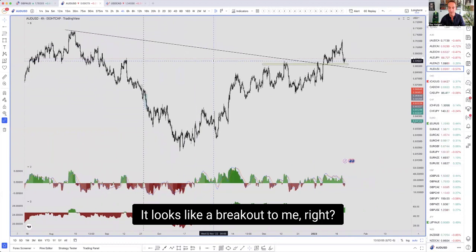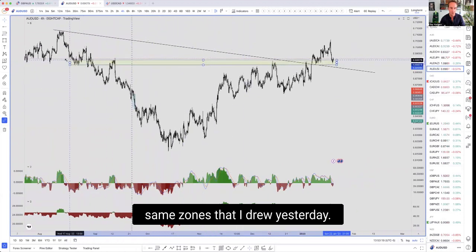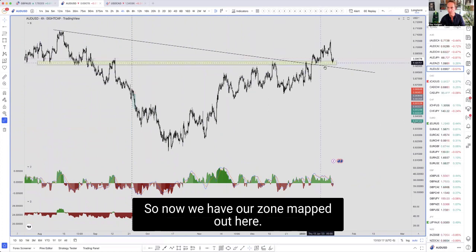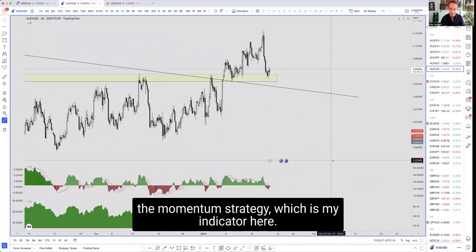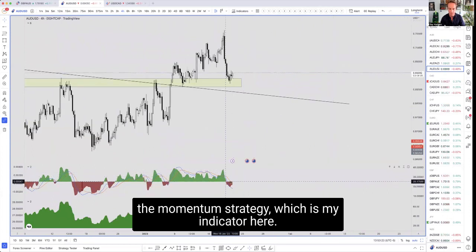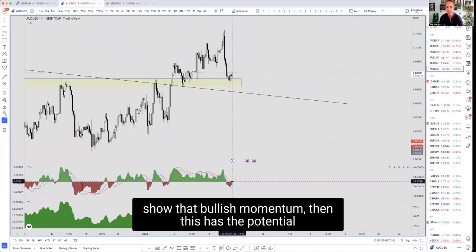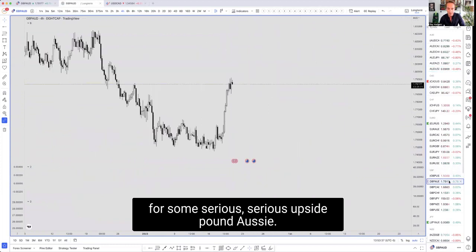It looks like a breakout to me, right? And so here is one of those exact same zones that I drew yesterday. See how far this goes back and see how price retested that. So now we have our zone mapped out here. So we just retested the support. Now using the momentum strategy, which is my indicator here, if we start to cross over here and really show that bullish momentum, then this has the potential for some serious upside. Pound Aussie.